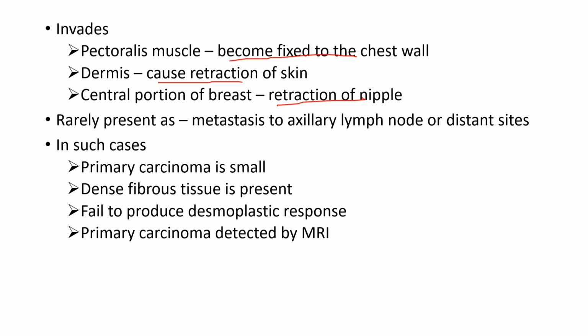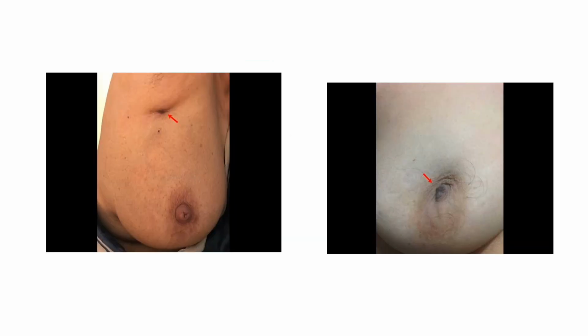Now rarely, sometimes the cancer will present itself as metastasis to axillary lymph nodes or distant sites. In such cases, the primary carcinoma is small, there will be presence of dense fibrous tissue, and it will fail to produce a desmoplastic response. The primary carcinoma can be detected by using MRI scans. Now this is the image. The first image shows the skin retraction and the next image shows the nipple retraction.